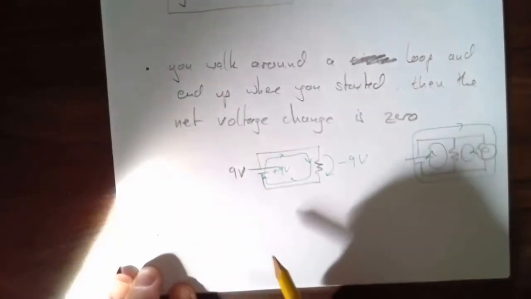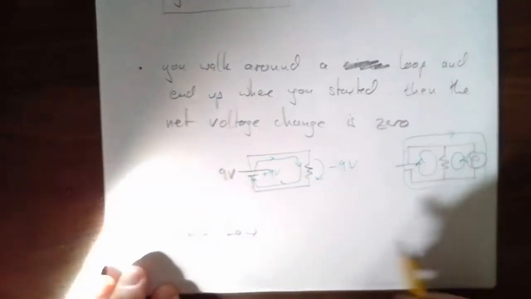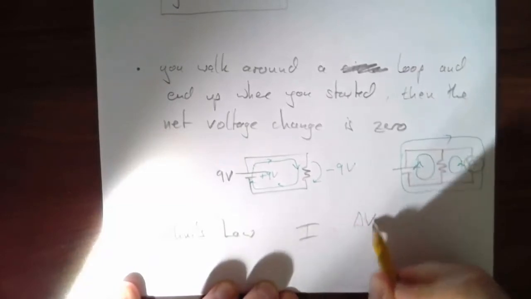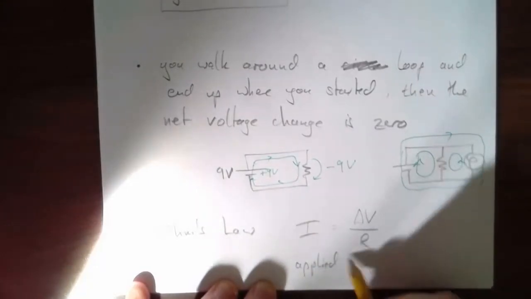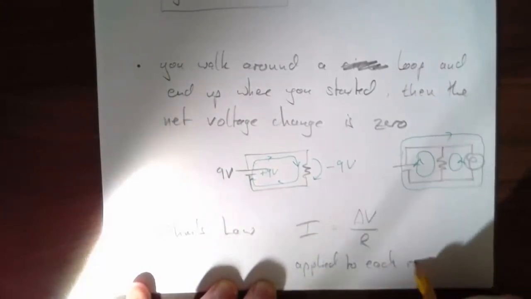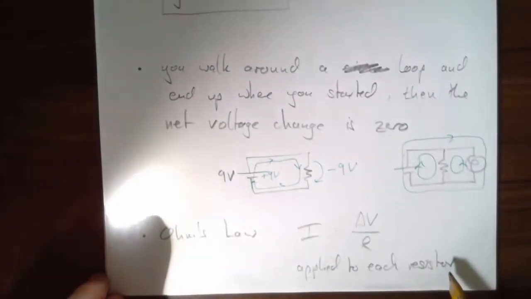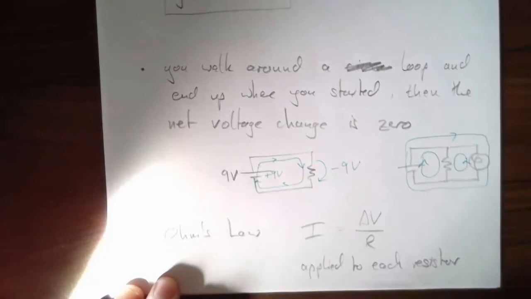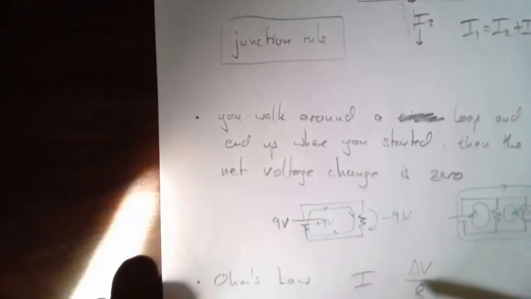The next rule we need to analyze resistor circuits is nothing but Ohm's law, which we already know. It says that current is equal to potential difference divided by the resistance, and that's applied to each resistor. And for capacitors, which I'm not going to talk about anymore right now, you have the relationship between the charge in the capacitor and the potential difference across it. So those three rules, and the first two together are called the Kirchhoff rules.